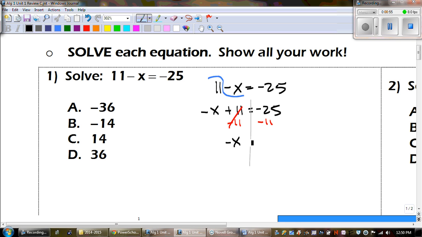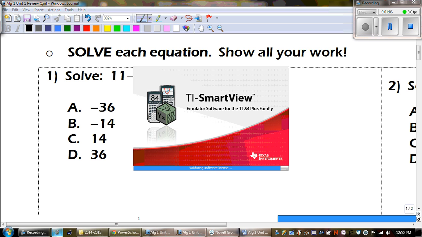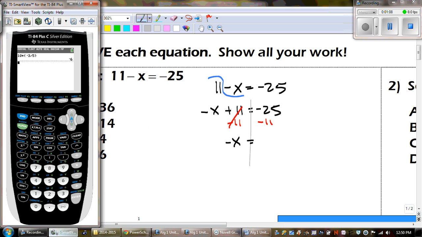We have negative x equals, well, negative 25 minus 11. What's negative 25 minus 11? Do you have your calculator out? All right, well, I've got mine, so let's check it. So we have negative 25 minus 11, which gives us negative 36.